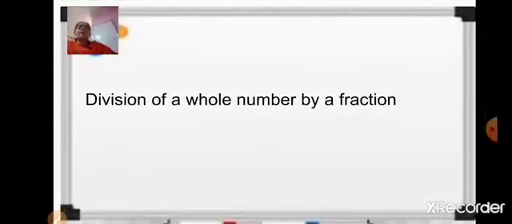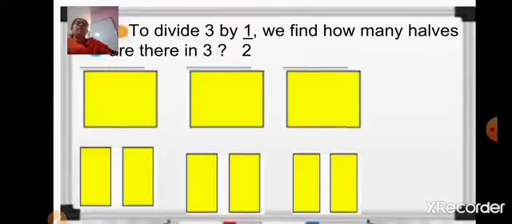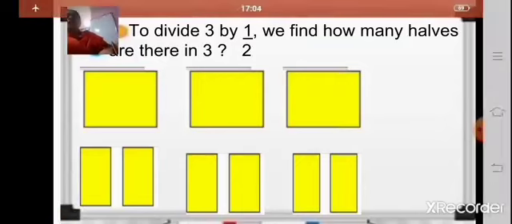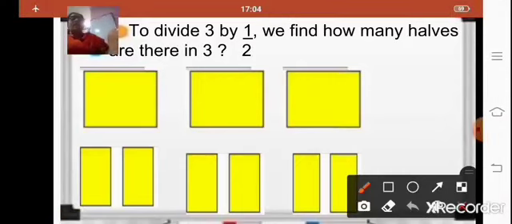Now let us start with division of fractions. Let us come to the first point, that is division of a whole number by a fraction. Now just look at this figure students. Here you have to divide 3 by half. That is 3 whole number. This 3 you have to divide each whole into half and you have to find out how many halves are there in 3.